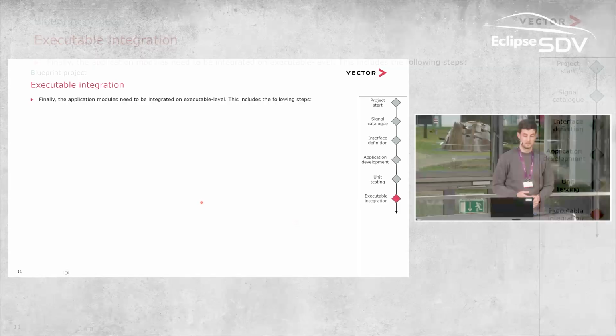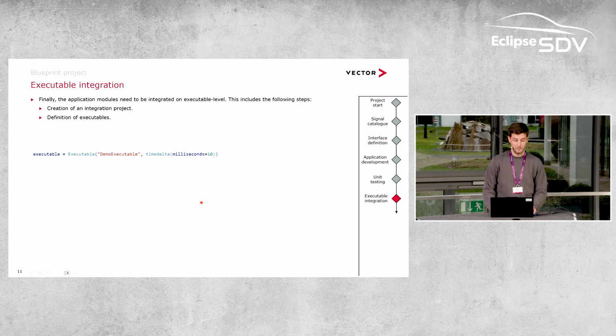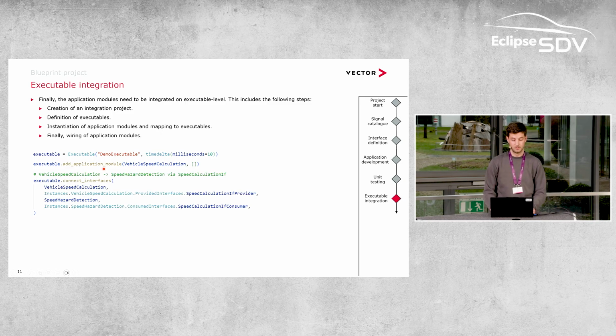Then the last step and the third type of project is integration on executable level. This is then where you define one or multiple executables. You define a base period for it, for the control module basically. You add instances of the previously created application modules to it, and you do the wiring. That means at design time, you connect, same style config as code in Python, your application module instances among each other.